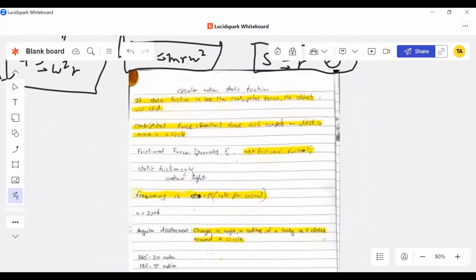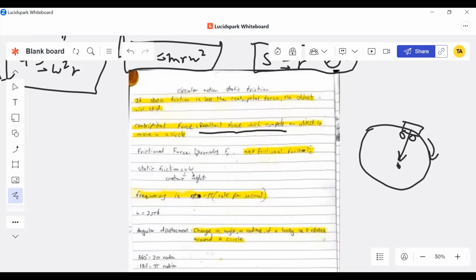And coming to the second part, now, what is centripetal force? Centripetal force is the resultant force which compels an object to move in a circle. So let's say that I have a car, right? I have this car that is moving in a circle. Now, the force that will pull the car towards the center is known as the centripetal force. And if static friction is less than the centripetal force, the object will skid.